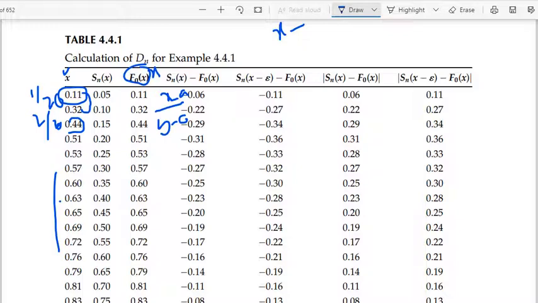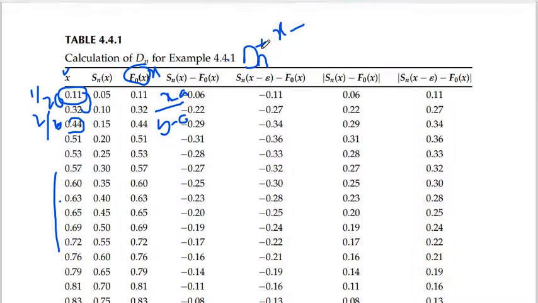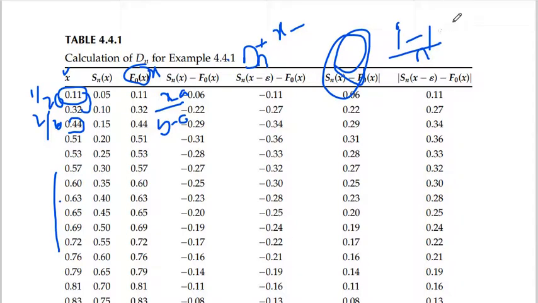We all know the formula for Dn plus. For Dn plus, you just take the difference between Sn(x) and F0(x) with modulus. When you take the modulus, all values become positive. This is our Dn positive. For Dn negative, you take Sn(x minus epsilon), that is, (i minus 1) by n, taking this as Sn(x).